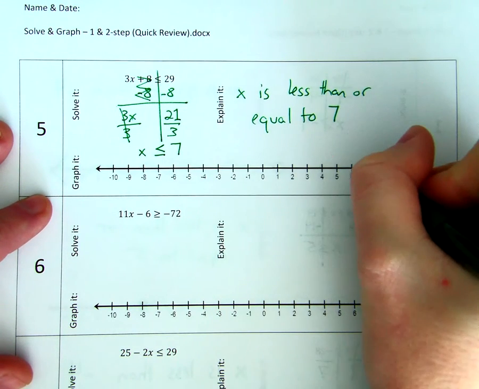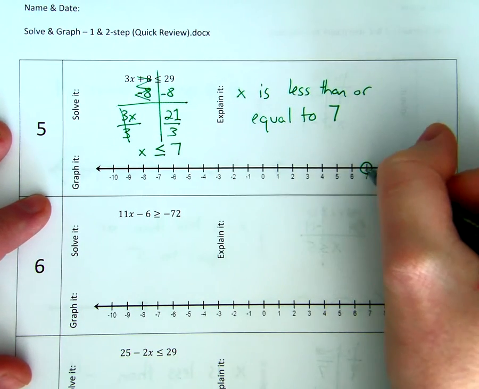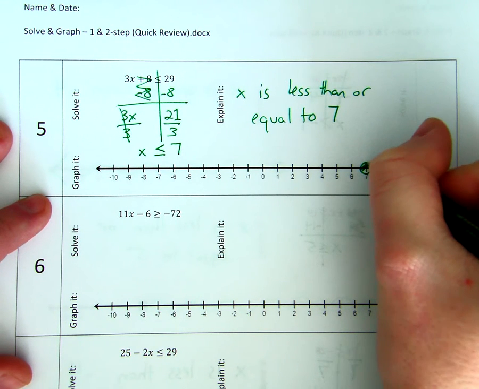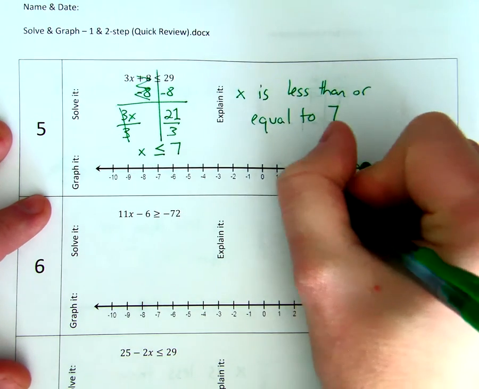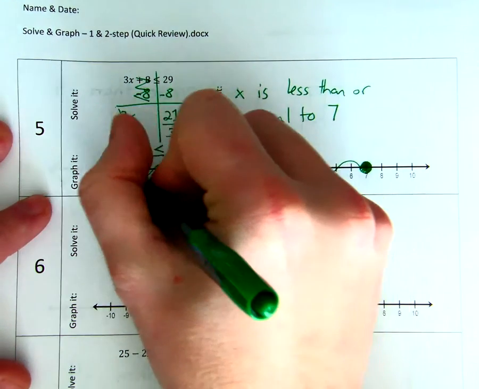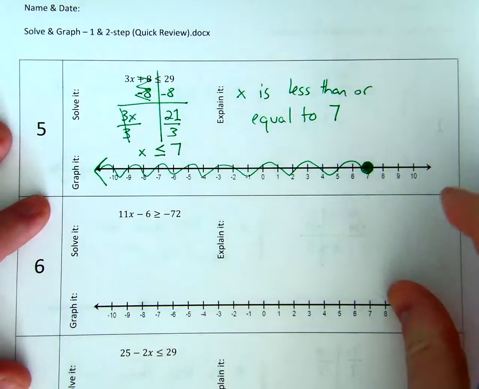To graph it, we circle 7 on the number line. Because our answer is less than or equal to, that means our answer could include 7, and we should color it in. And then scribble all the numbers to the left on the number line.